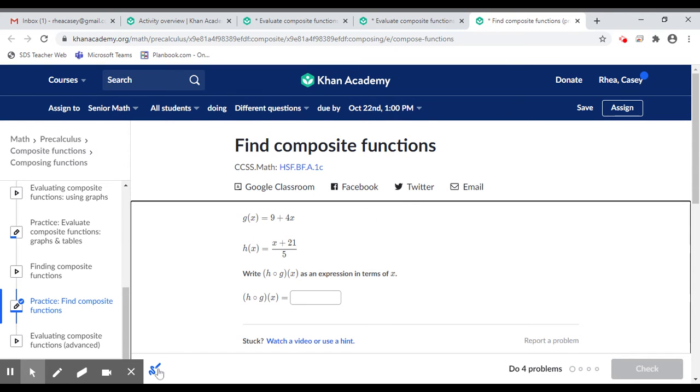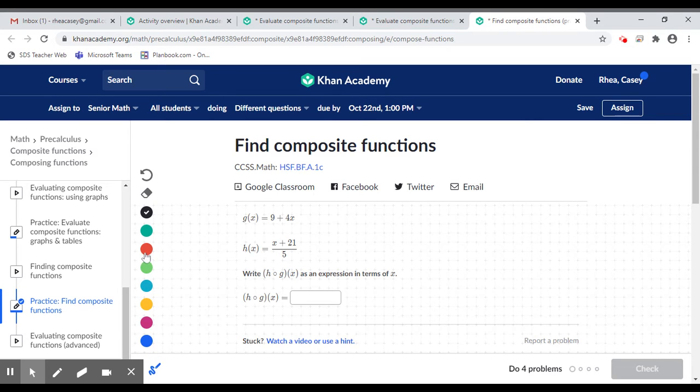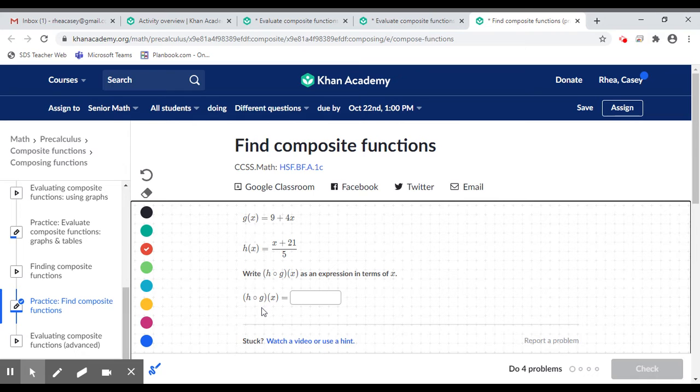Okay, last thing, find composite functions. Now we're not going to come up with an answer that's a number. We're going to come up with an answer that is a new equation altogether. So this says start with g of x, right there. Plug the whole thing into h, which is basically what we've been doing, but we had gotten number answers before, so now we're going to have a whole new equation. We're going to take 9 plus 4x, and we're going to substitute that in wherever there is an x in the other equation.